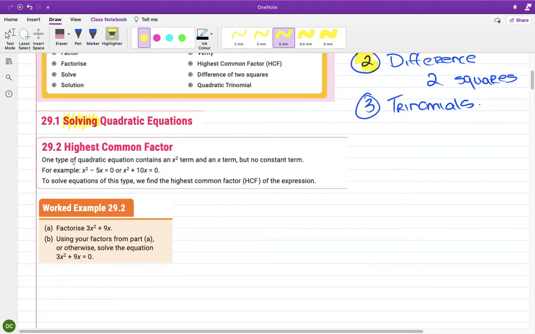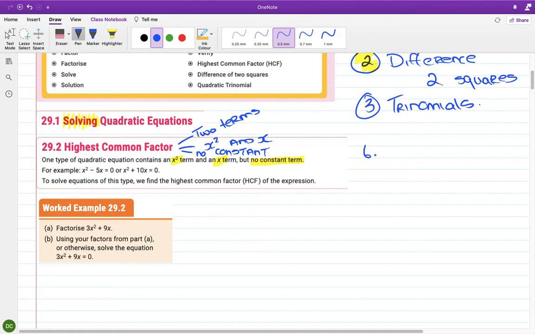Okay, so highest common factor is a quadratic equation that has an x squared term and an x term, but no constant term. Okay, so a highest common factor will always only have 2 terms, that's one identifier, and the 2 terms that it will have will be the x squared and the x. It will not have a constant. Okay, so no constant.